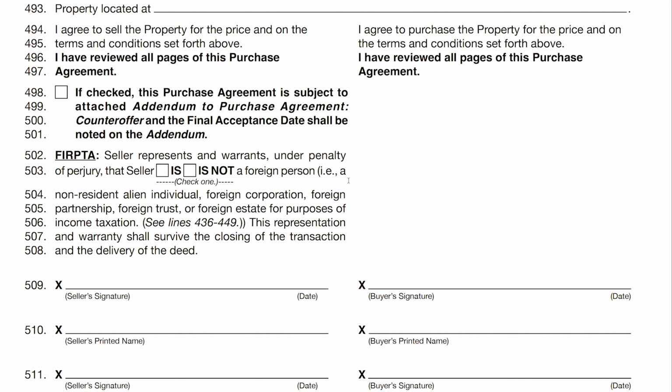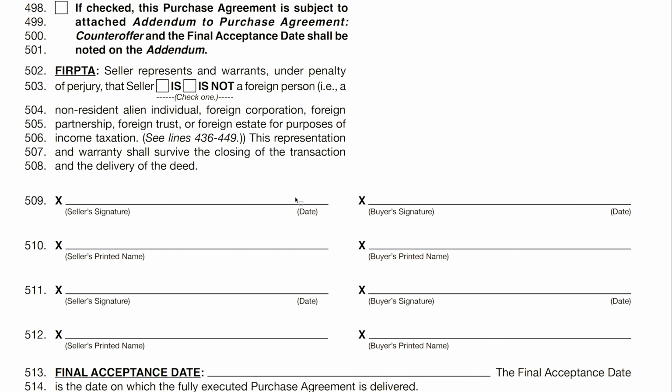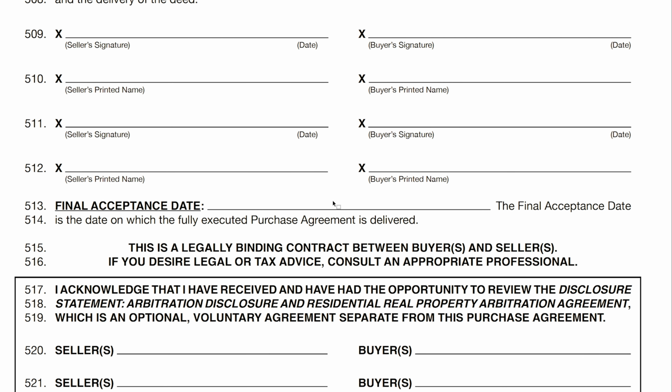There's a checkbox here. For some reason, this doesn't get accepted. It comes back and we have to do a counter offer. Then we got to send that back. And then finally, this is where we get all of our signatures done.